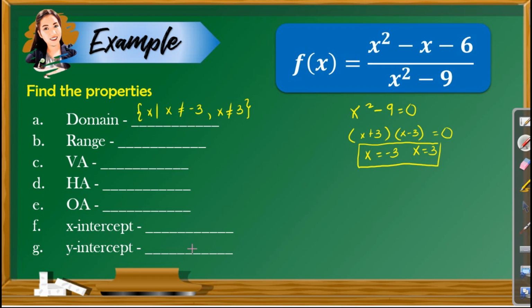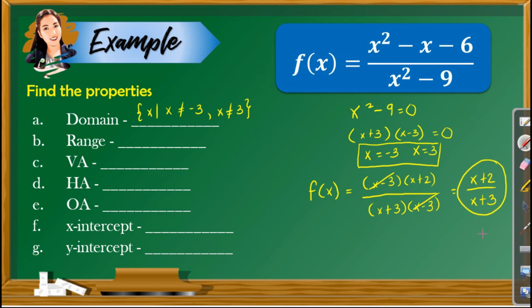How about the range of this function? Looking at the function, both numerator and denominator are factorable, so we need to simplify the function. We now have f of x equal to the factors of the numerator, which are x minus 3 and x plus 2, and the factors of the denominator, which are x plus 3 and x minus 3. We have the same factor in the numerator and the denominator, which is x minus 3, so we need to remove that x minus 3. Afterwards, we have the simplified function, which is x plus 2 over x plus 3.